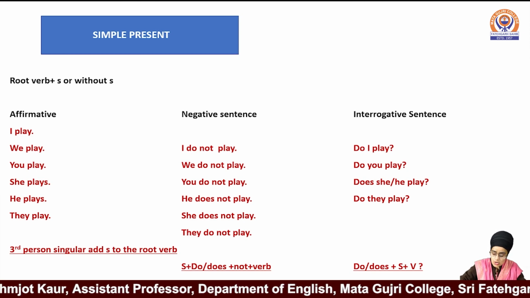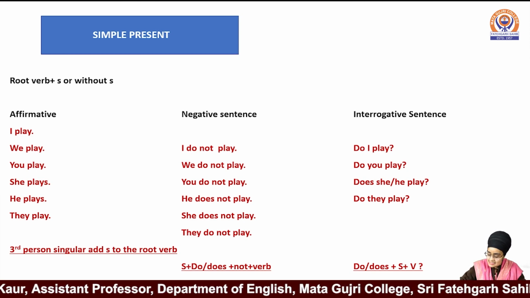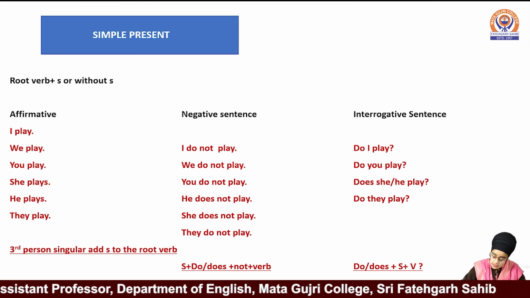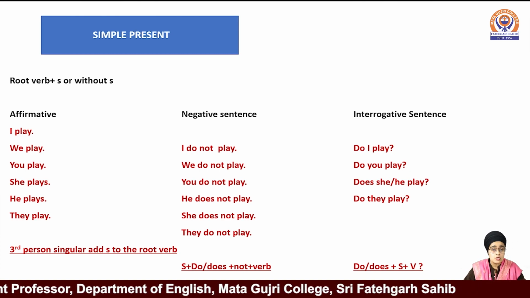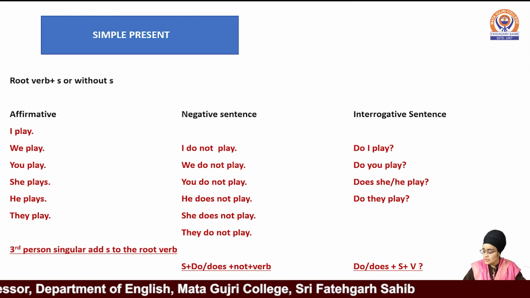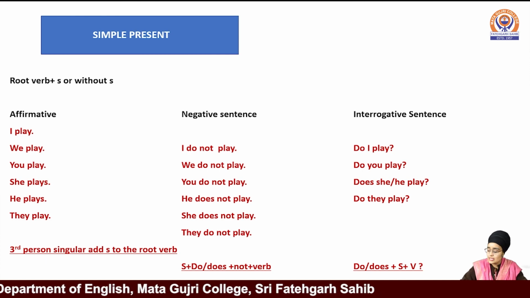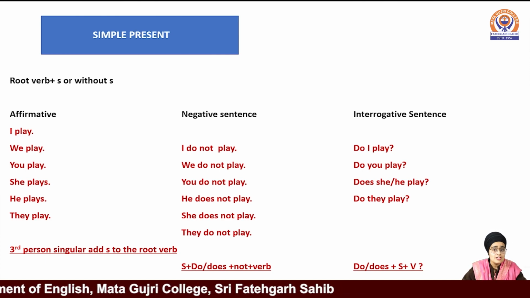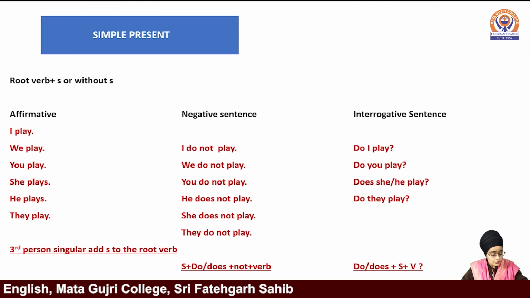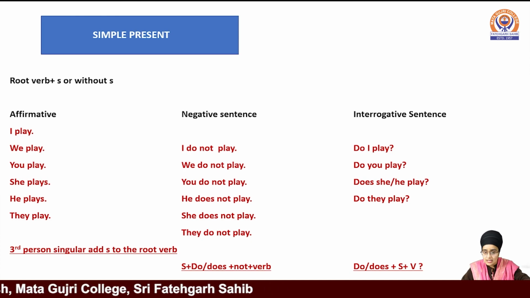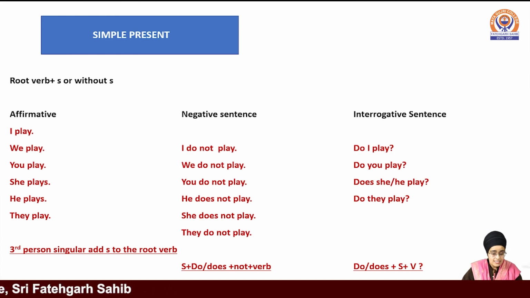Okay, so now we will talk about the present tense. Present tense is divided into four types. So we have the simple present, which is also called present indefinite. We have present continuous, we have present perfect, and we have present perfect continuous. For today, we shall be covering simple present and present continuous. So coming to simple present, the basic structure of a sentence in simple present tense is subject plus root verb with an S or without an S.